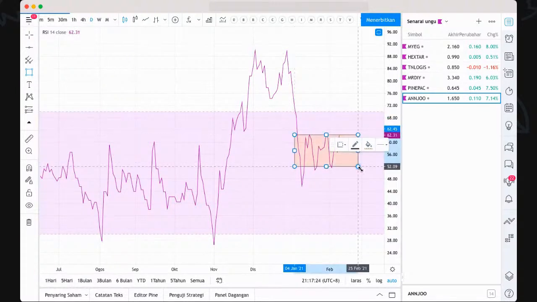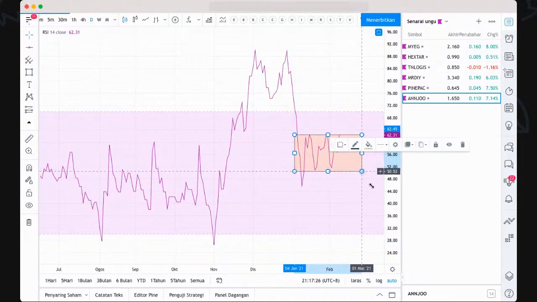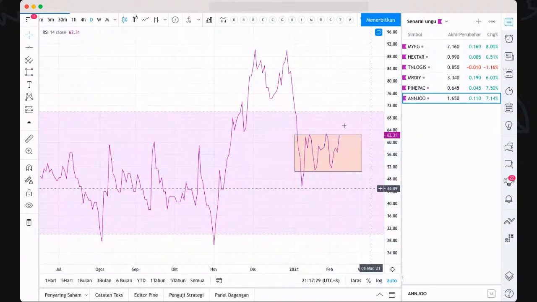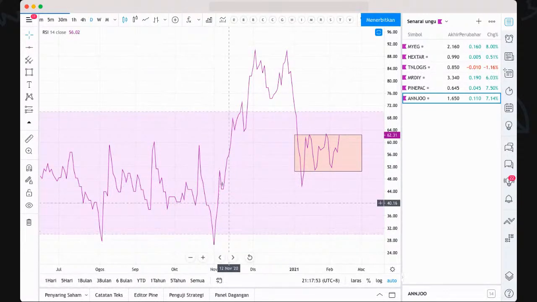So the idea is simple. When the RSI breaks out of this range, it shows that the momentum is higher. Another perspective: in RSI, a value above 50 is considered uptrend, and below 50 is probably downtrend.